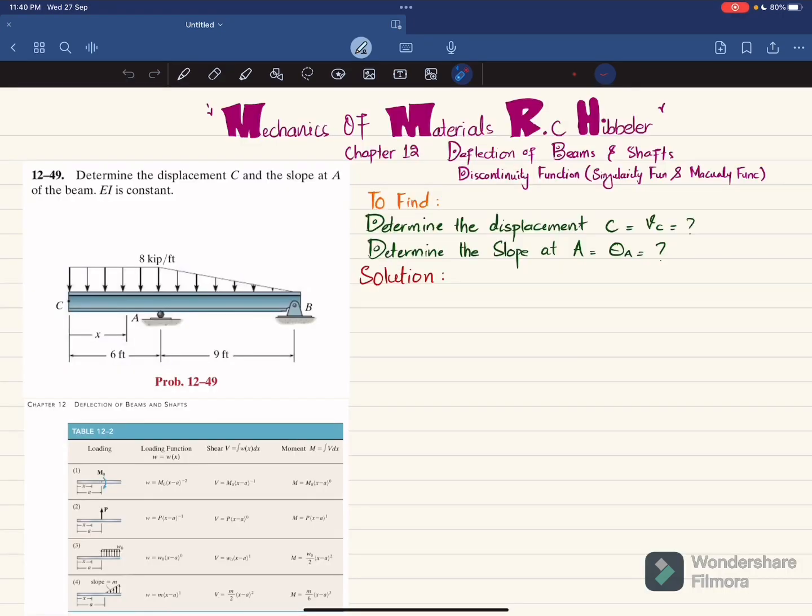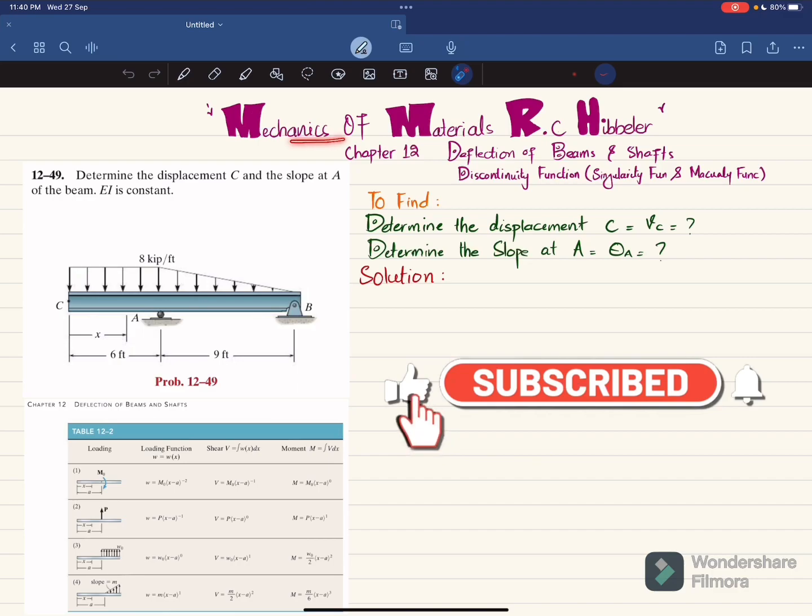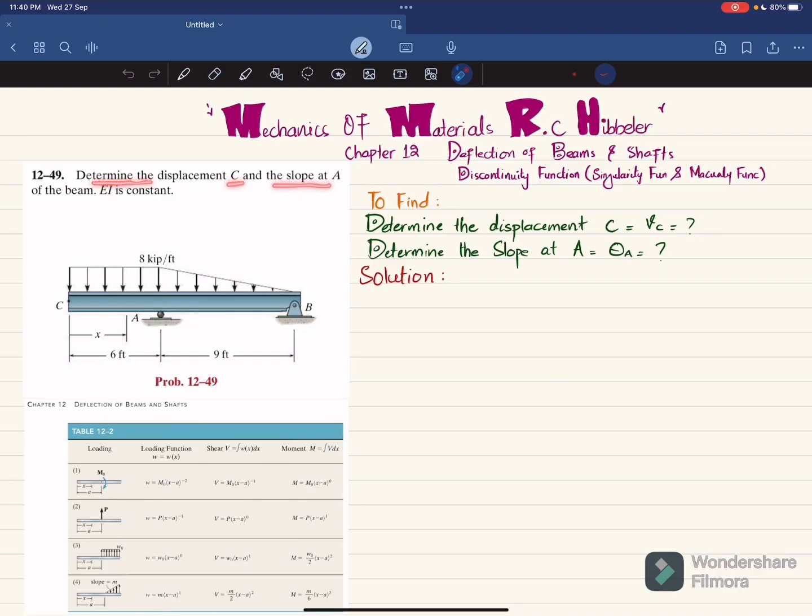Welcome back. Problem 12-49, and this problem is taken from chapter number 12, that is Deflection of Beam and Shaft, and book name is Mechanics of Material by RC Hibbeler. So statement is determine the displacement C and slope at A of the beam. EI is constant.